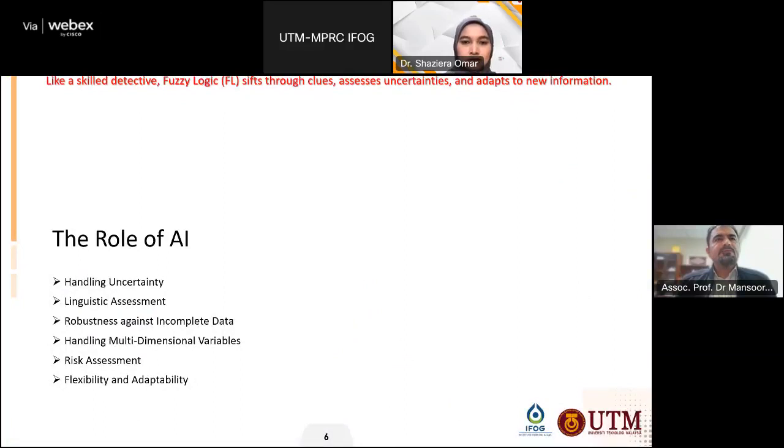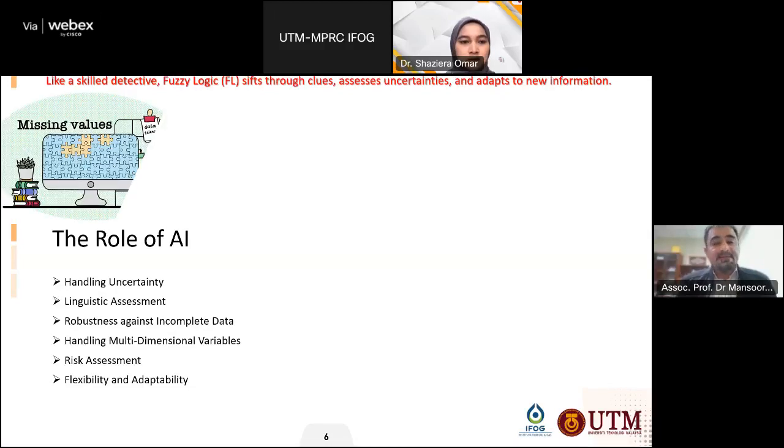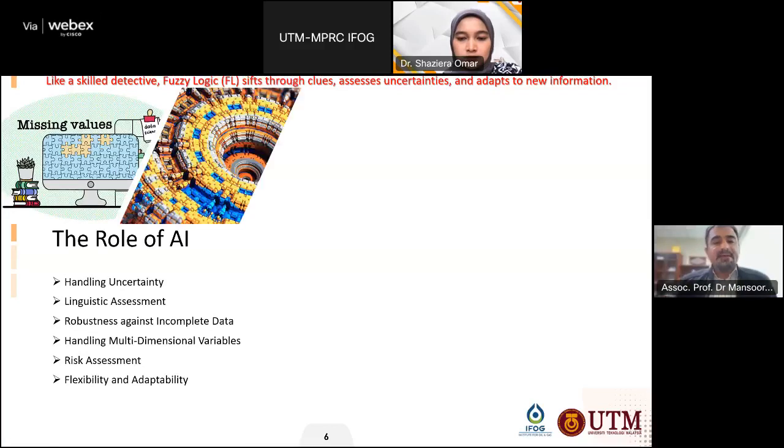So this is the role of artificial intelligence. Artificial intelligence can handle uncertainty. Fuzzy logic, for example, manages vague data, suitable for uncertainty management. Linguistic assessment, fuzzy logic. I give you fuzzy logic because I have a case study I want to show. So fuzzy logic models subjective assessment, flexible for linguistic uncertainties in candidate selection.